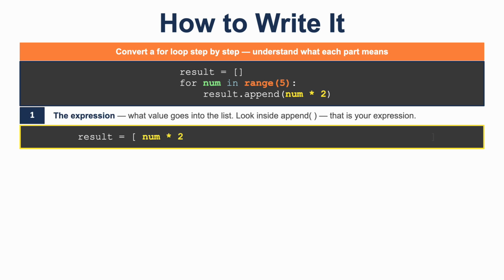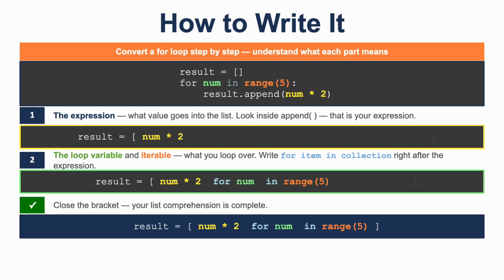Step 1 is the expression. The expression is the value that actually goes into your list. Whatever you were appending is your expression. Here, that is number times 2. In a comprehension, this goes first, right after the opening bracket.